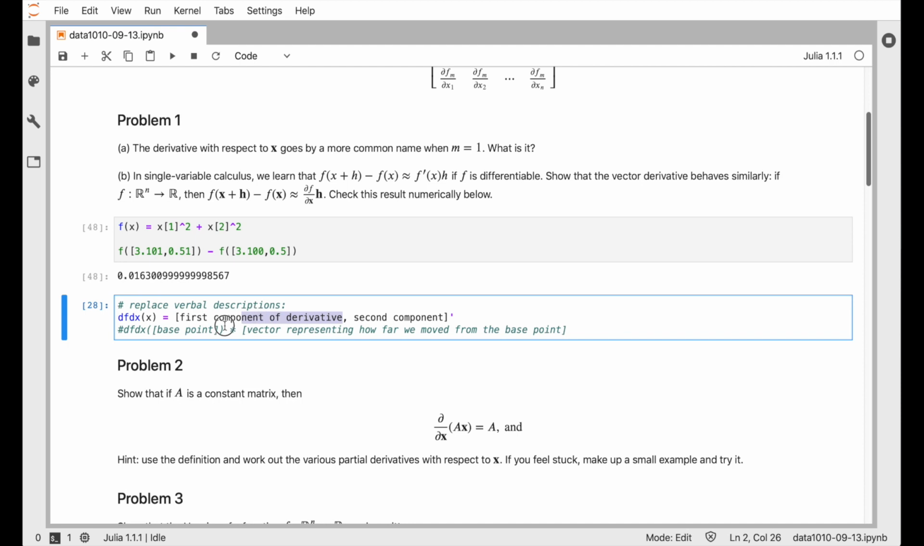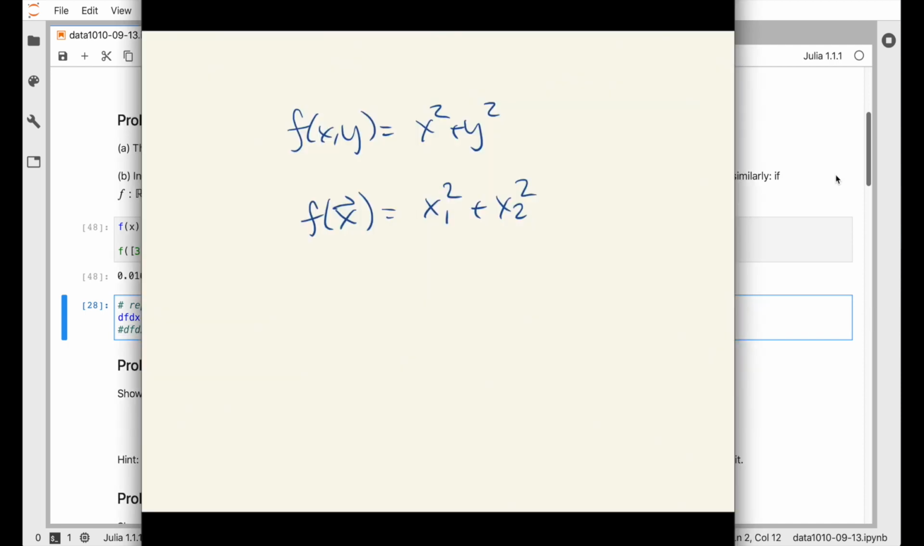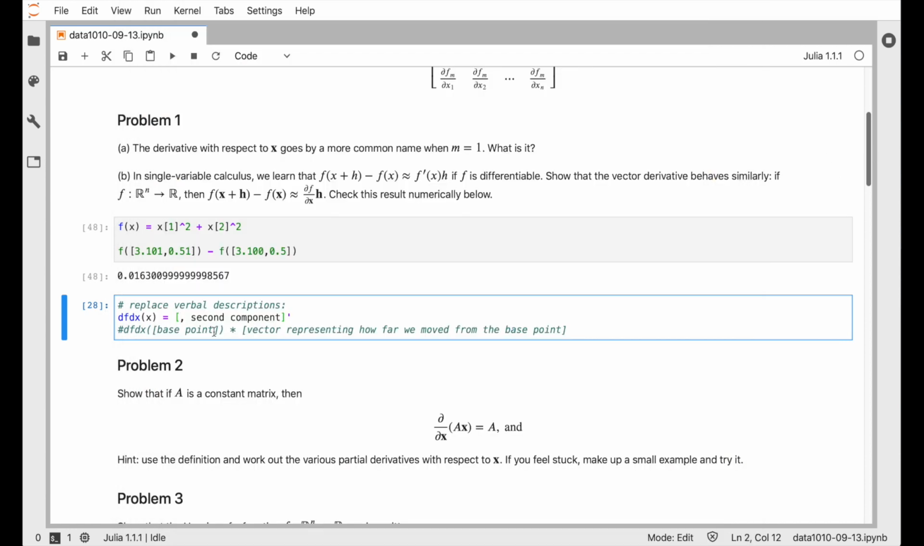So the derivative of f with respect to x, the first component is going to be, maybe it's easiest to think about in this representation, the first component is going to be 2x, because if you differentiate x squared plus y squared with respect to x, you get 2x. Similarly for the second component, 2 times the second component of the input. So coming back over here, the first component is just going to be 2x1, and the second component is going to be 2x2.